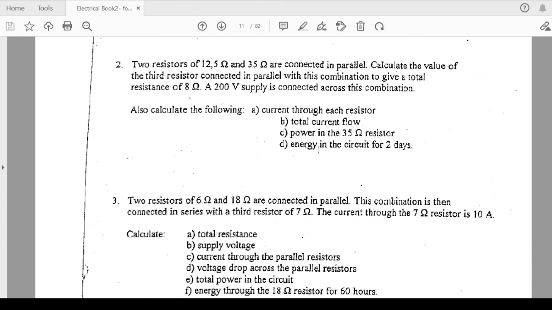Okay, the last one is energy in the circuit. When you hear energy, it's the total energy in the circuit. How do we get total energy? For 2 days, which I've already mentioned, you must change 2 days into seconds. And then energy is power times time. Then what is total power times total time? Total power is total voltage, VT, times I total. I total you already solved here. So total current times total voltage of 200 times the time in seconds, 2 times 24 hours times 3,600. Then that's your energy in joules.